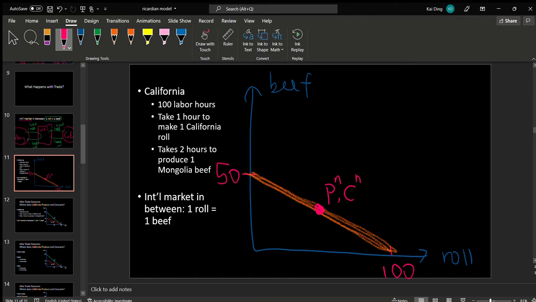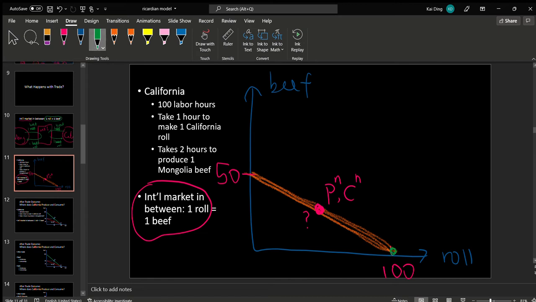Now, under this trade in the international market where one roll can trade for one beef, would California still want to produce at this middle point, or would another point be better for California? Let's consider a few possibilities.